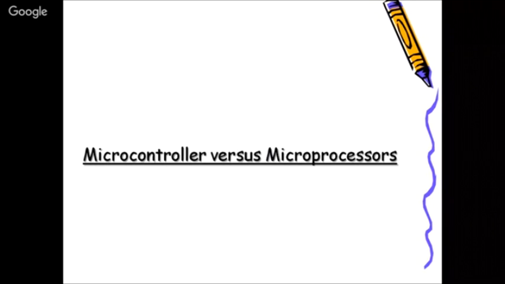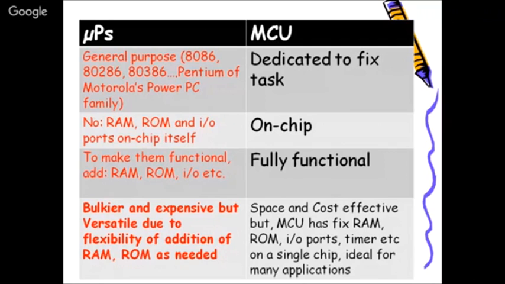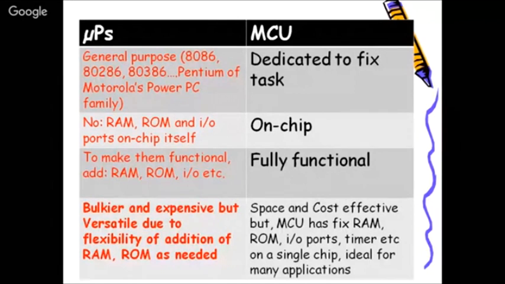Microcontroller versus microprocessor. This we have already seen yesterday, that general purpose microprocessors are like 8086, 80286, 386, Pentium, Motorola's PowerPC family. These are all what we call general purpose processors. Whereas microcontrollers are dedicated to a fixed task. They are not general purpose. And we have also seen yesterday's block diagram, which says that there is no RAM, ROM, input output ports, and on-chip serial communication, etc. in the case of a microprocessor.